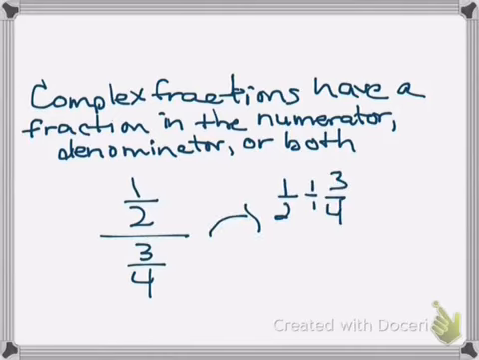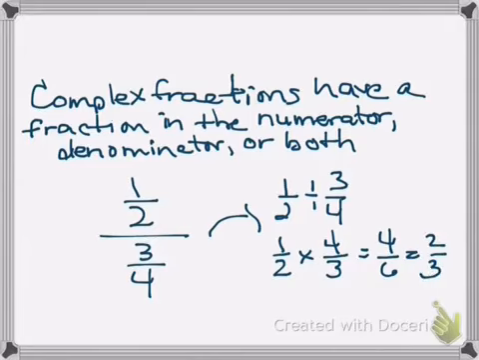Probably most of you remember keep, change, flip. Keep the first fraction, change the division to multiplication, and flip the second fraction. Dividing by a fraction is the same as multiplying by its reciprocal. Now if you multiply, 1 times 4 is 4, and 2 times 3 is 6, and in lowest terms that would look like 2/3. So a complex fraction, just pretend those are any other numbers and handle them the same way that you would division.